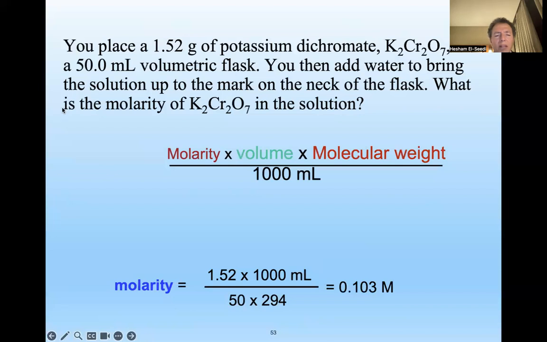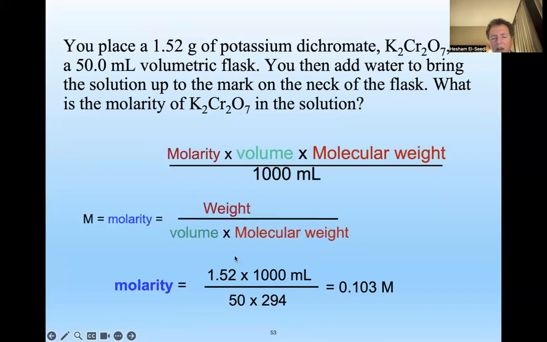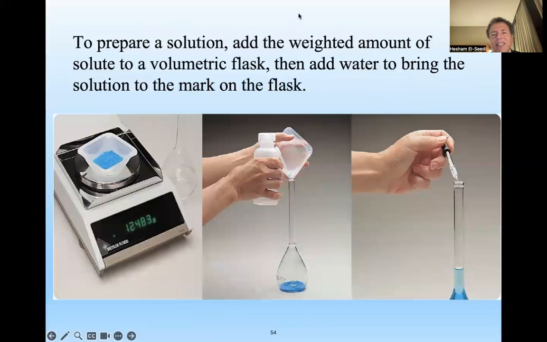So you add water to bring up to the solution. So it is the same again, molarity, right? So the molarity is equal to the weight divided by volume, multiplied by the molecular weight. Or in the other way, molarity, volume, molecular weight per 1000, right? In any way, you can put it to calculate the weight. And if you calculate the molecular weight, of course, you will see that it is 294. This will give you the molarity, right? So you can work more with such examples.